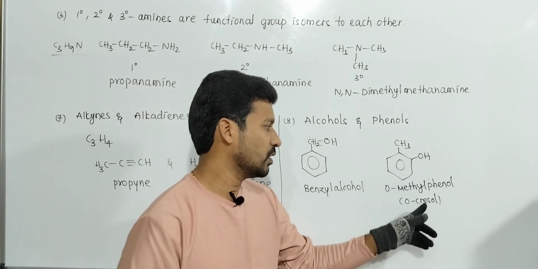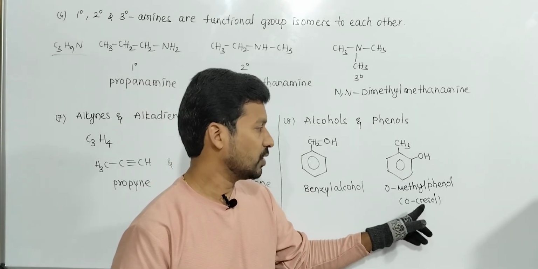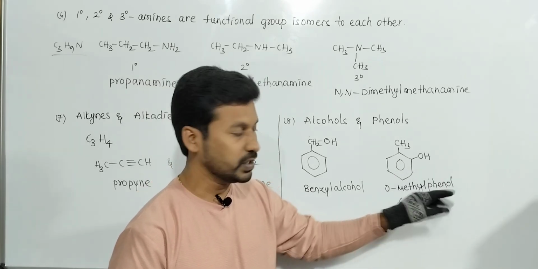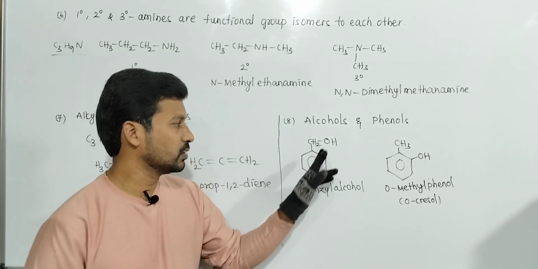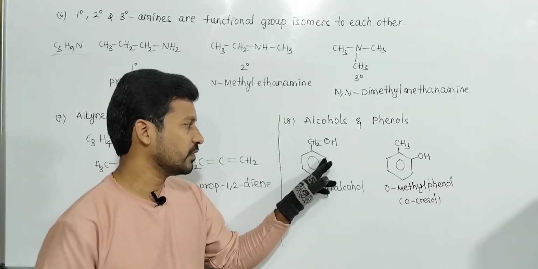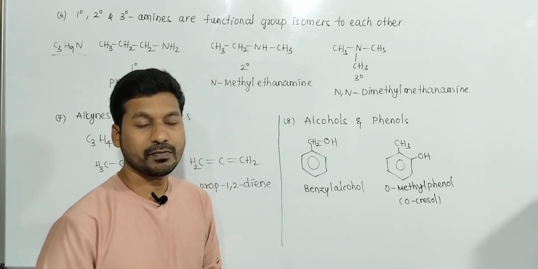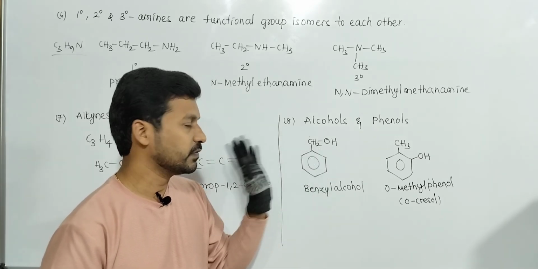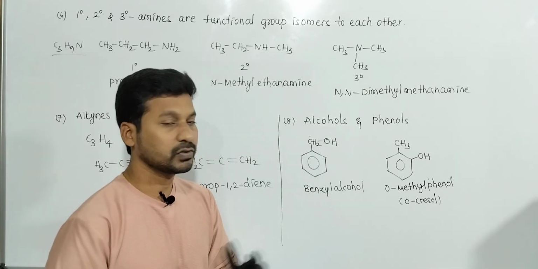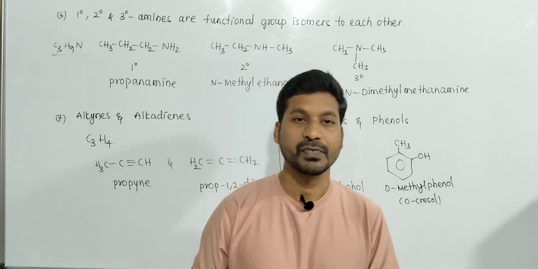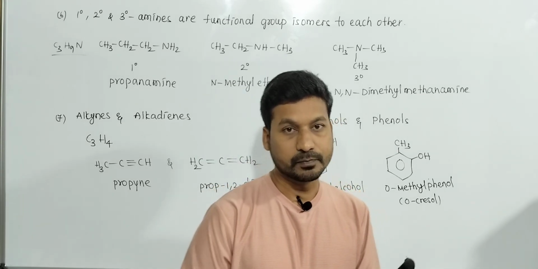Or you can take para-cresol, meta-cresol, ortho-cresol, any cresol, those are phenols, and this is alcohol. Because the OH group is not directly attached to benzene, not directly attached to an aromatic carbon, it is attached to an aliphatic carbon. So these two are also functional group isomers. Next, metamers.